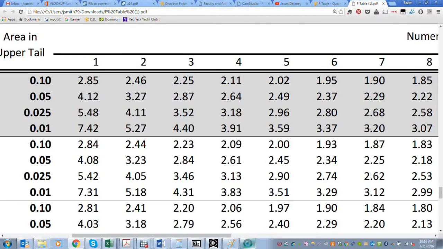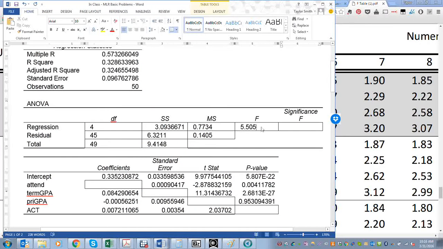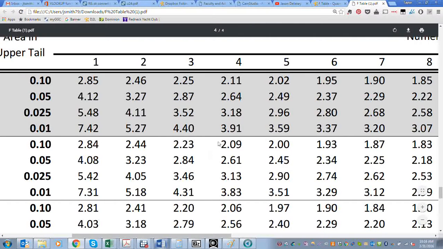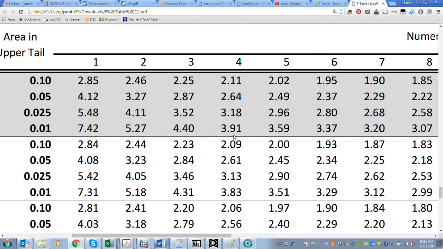Now we need to go back and look and say, okay, what was our F statistic? Our F statistic was 5.505. So we come back to our F table and we say, in those 4 numbers that we care about, where does 5.505 land? Well, it would be down here in the table right below the 3.83, because the numbers are getting bigger as you go down in the table.